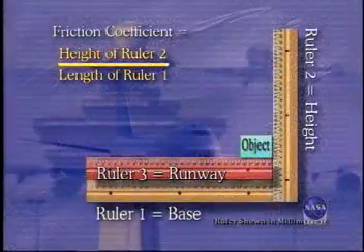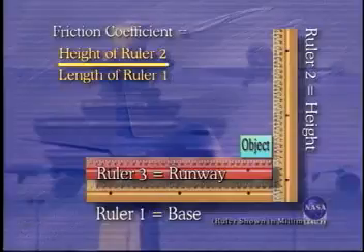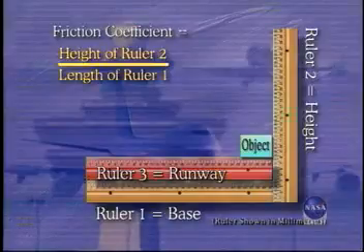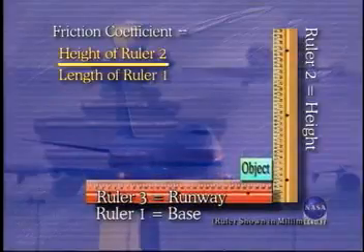1 metric ruler we identified as the test base and labeled with the number 1. It would be used to measure the length. A second ruler labeled with a 2 was held upright for the test. We would measure the height from this ruler. The third ruler, labeled with 3, was plastic and would represent the runway.